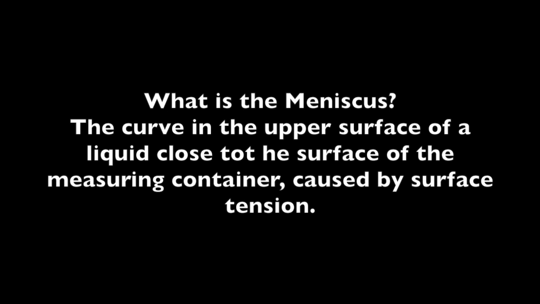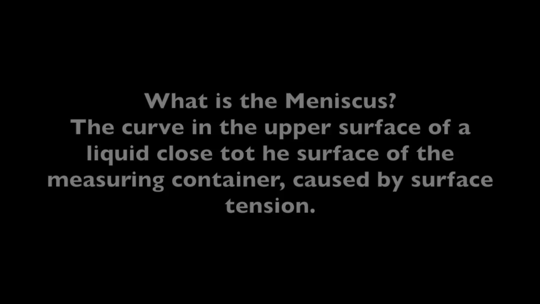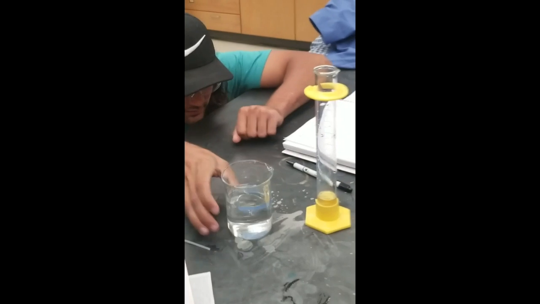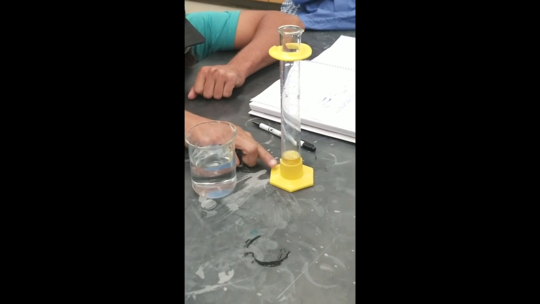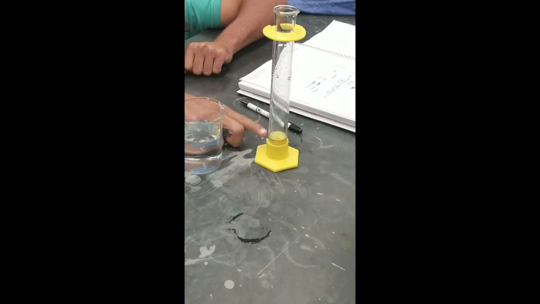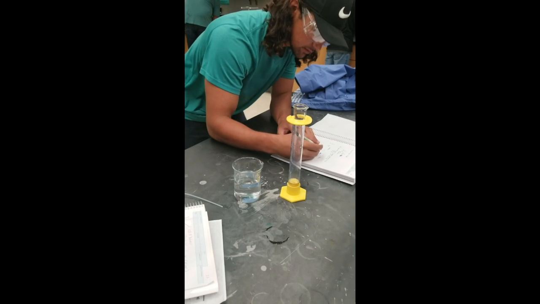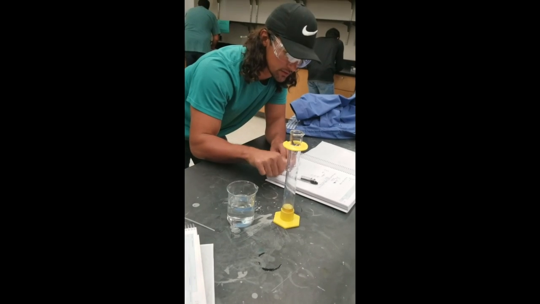What is the meniscus? How do we read the meniscus? An example of a meniscus in a graduated cylinder. Here, we are locating the meniscus at the bottom of the center of the graduated cylinder. Now, we are about to record the data that we just obtained.